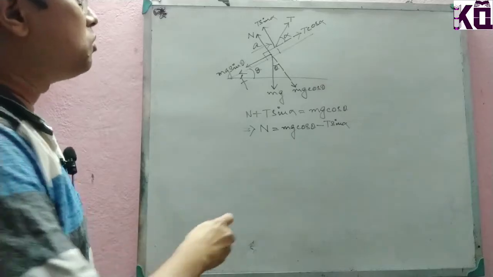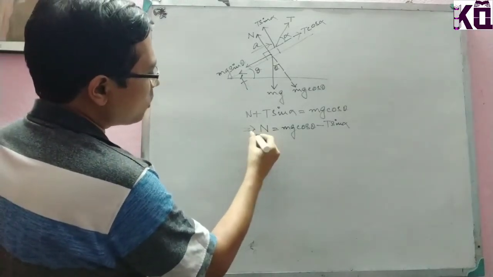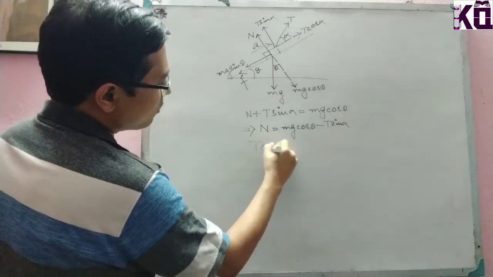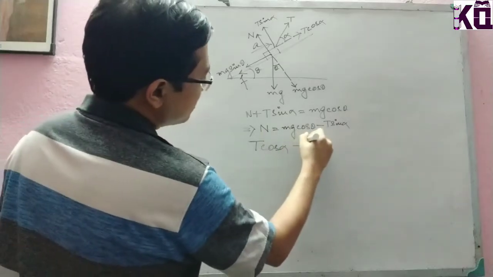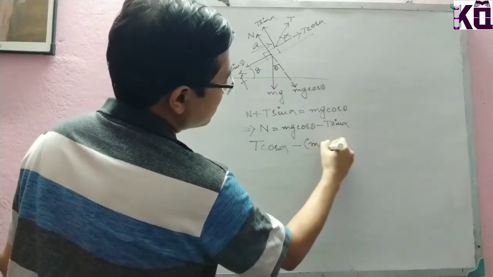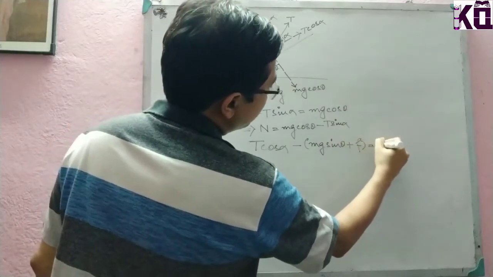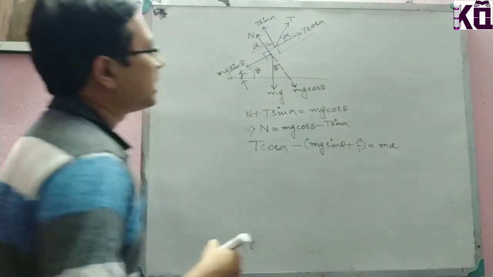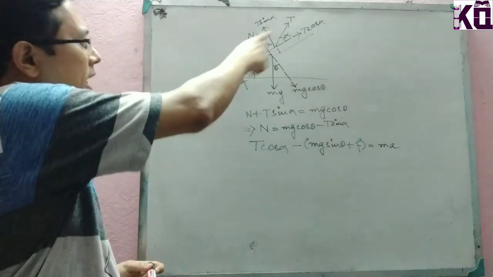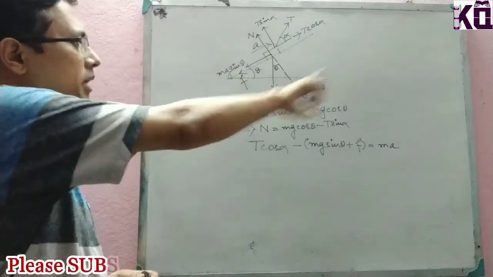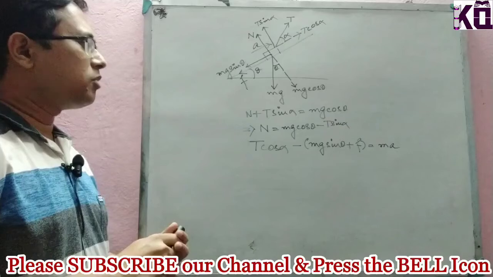So how to write the equation here? It is T cos alpha minus the sum of mg sin theta plus F, equals m into a. That is the equation we have to write here. T cos alpha minus mg sin theta plus F becomes m into a. That is the final equation from Newton's second law.